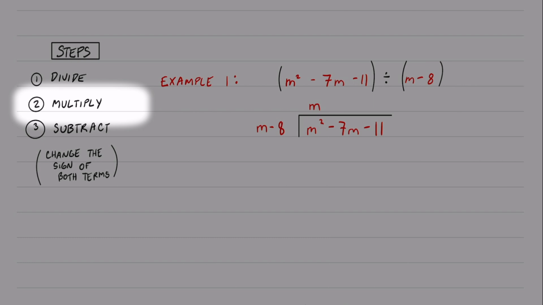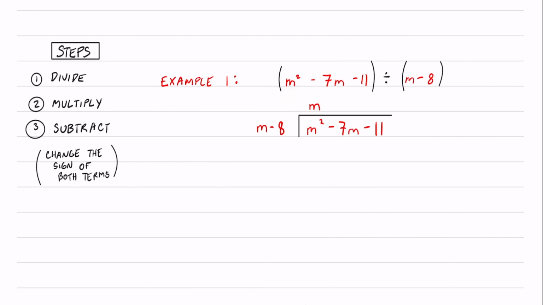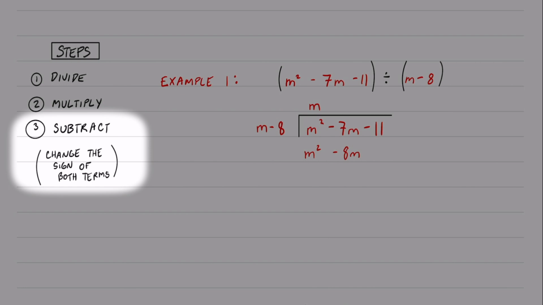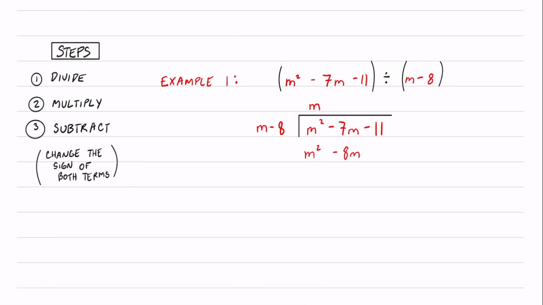Step 2, you're going to multiply this by both of the terms in your divisor. And you're going to write that result right under here. So let's do that. m times m is m squared, and m times negative 8 is just negative 8m. The last step is to subtract. So here's the easiest way to explain it. Just change the signs of both of these terms. That's basically you subtracting. Otherwise, you're going to just subtract the first term and forget the other one. So let's just say, change the sign of both terms.